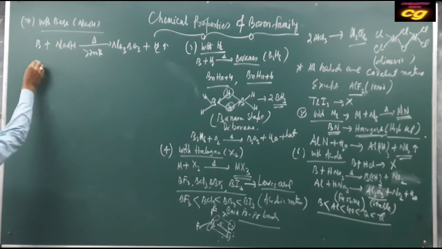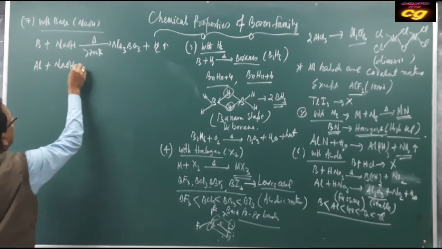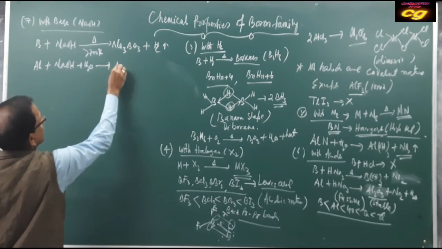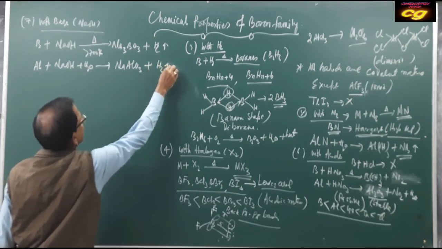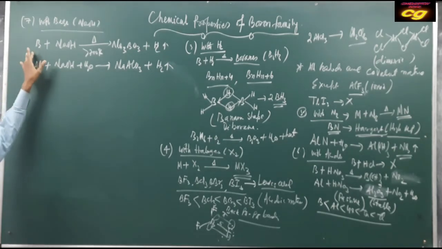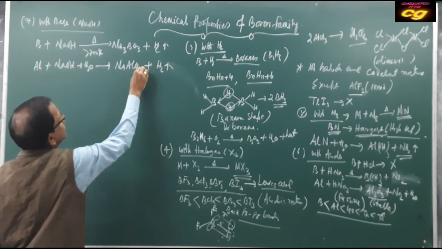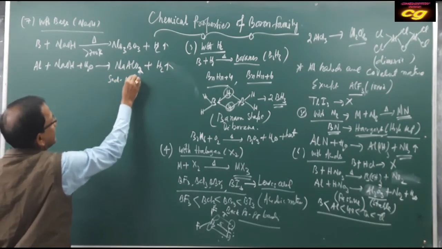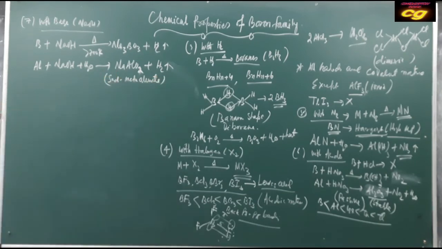If you see, aluminum's reactivity towards base is very high. In dilute medium, it reacts with aluminum forming sodium metaaluminate and hydrogen gas. Gallium also reacts, but aluminum's reactivity is very high compared to boron, forming the salt NaAlO2, sodium metaaluminate. The salt is formed and hydrogen gas is formed.